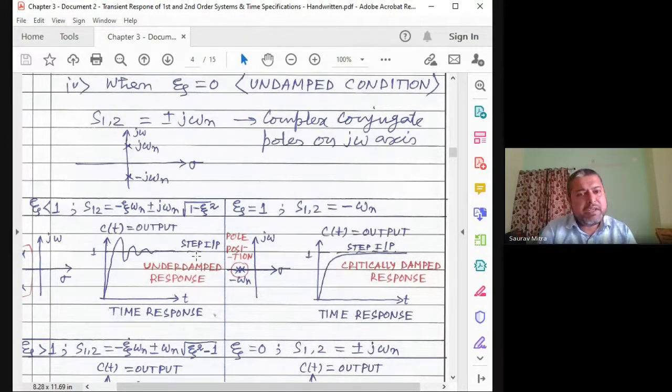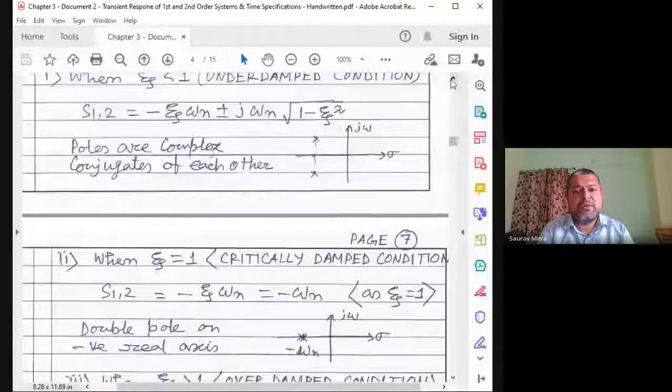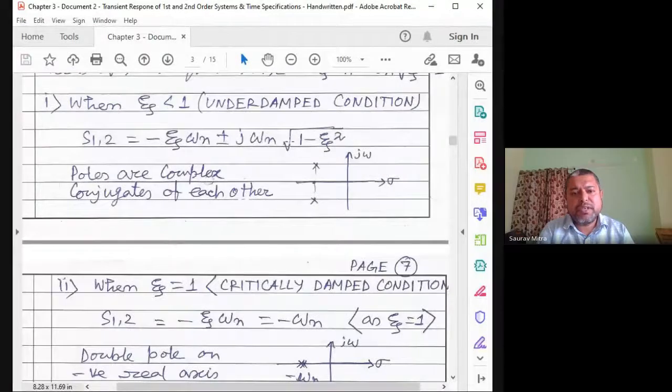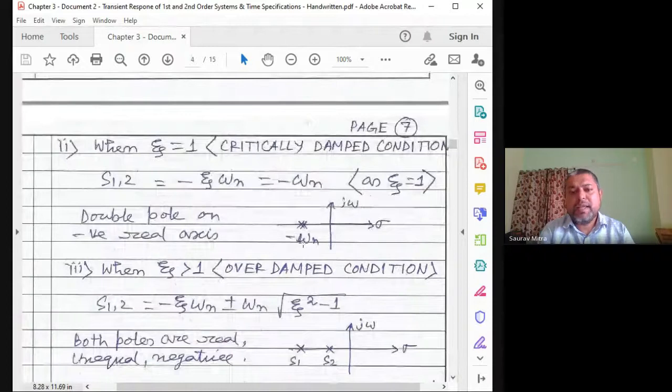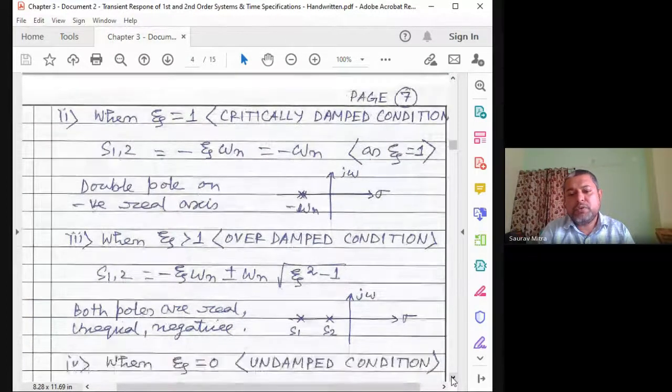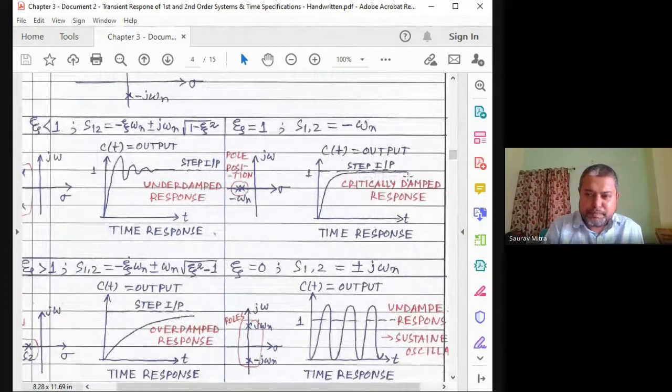Third case, in the same equation, put zeta is equal to 1. In this case, the imaginary part goes off. Both the poles are at minus omega n. That means both the poles are on the real axis of the S plane, on the same position. And we know the step response: it is very fast rising, and after a certain time it will touch the input axis. This is the third case.